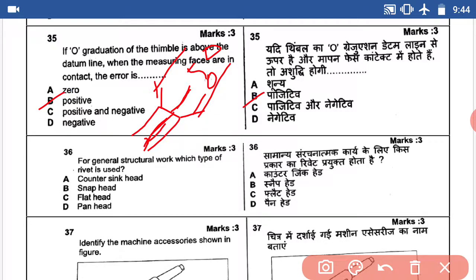Question number 36. For general structural work, which type of rivet is used? Snap cut. So for general structural work, snap cut is used. Answer B, snap cut.